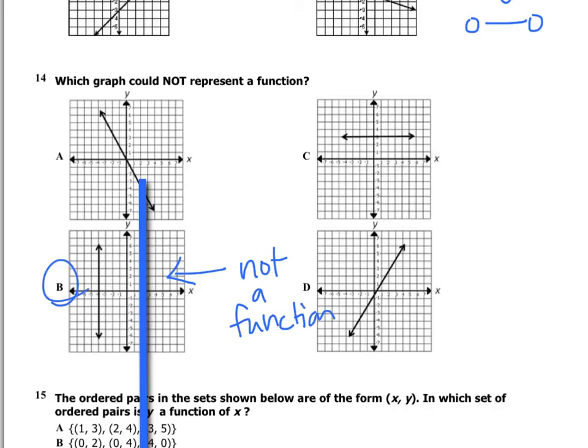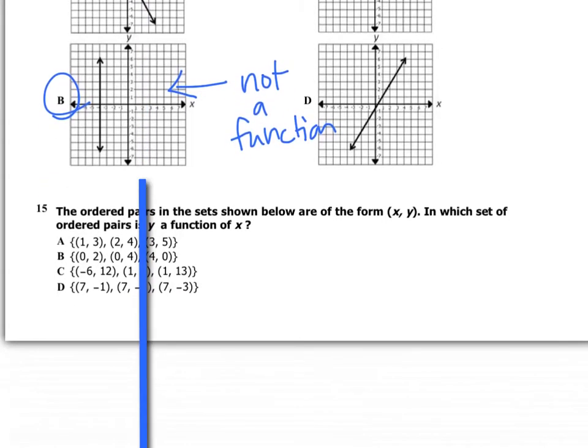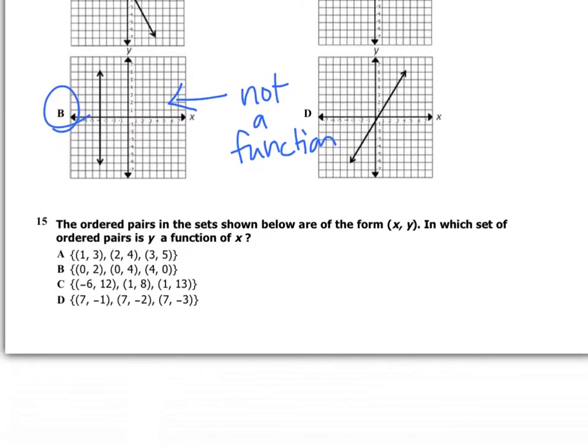All right, 15. Oh, hey, this object thingy doesn't move. Let me see if I can get rid of it. There we go. All right, 15. The ordered pairs in the set below are shown in the form x, y. In which set of ordered pairs is y a function of x?